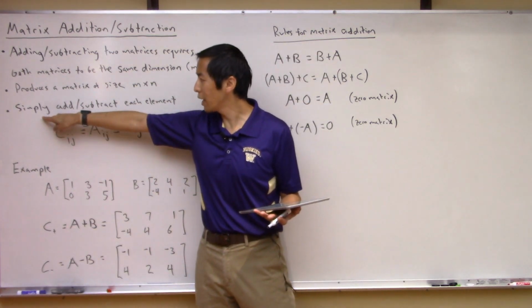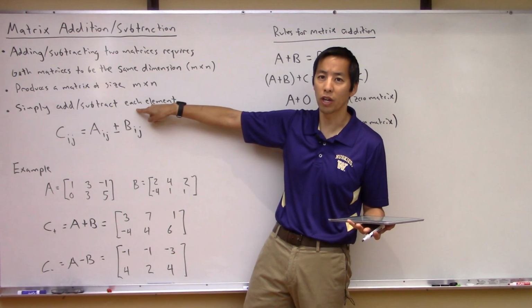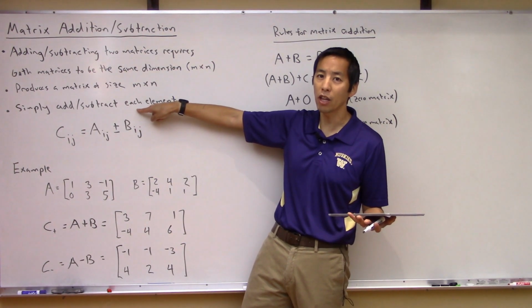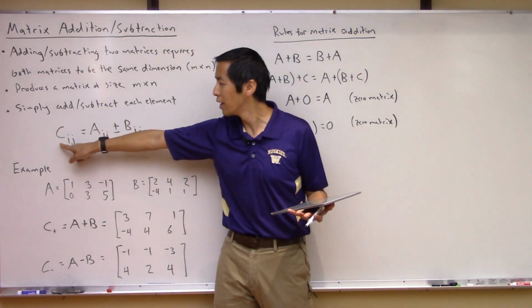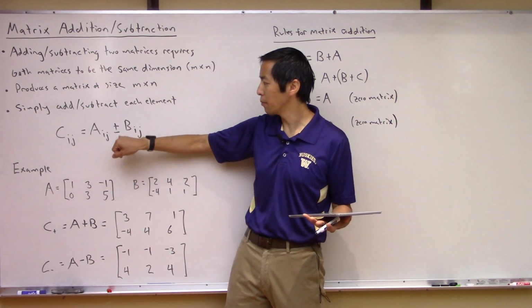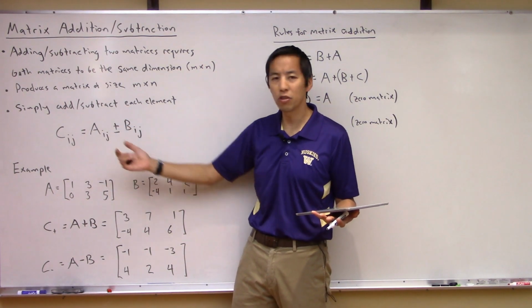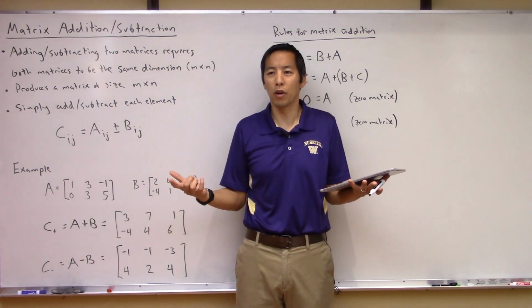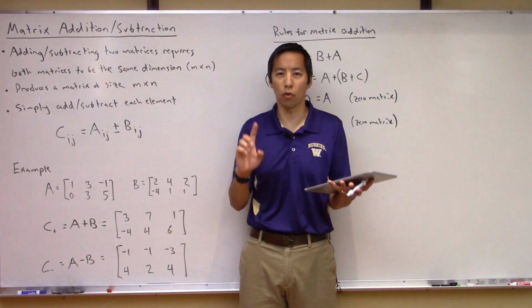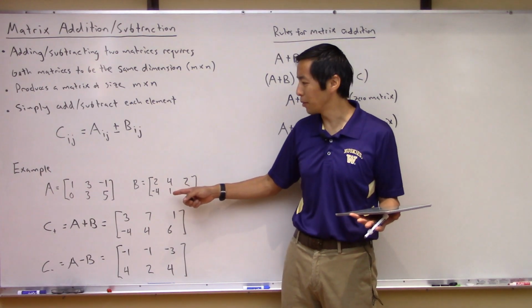To do addition and subtraction, all you do is add or subtract each element. This is sometimes referred to as an element-wise operation. In other words, the ij-th element of C is just A_ij plus or minus B_ij, depending on whether you're doing matrix addition or subtraction. This is a really simple idea, and I think you can see that if we look at a very simple illustrative example.